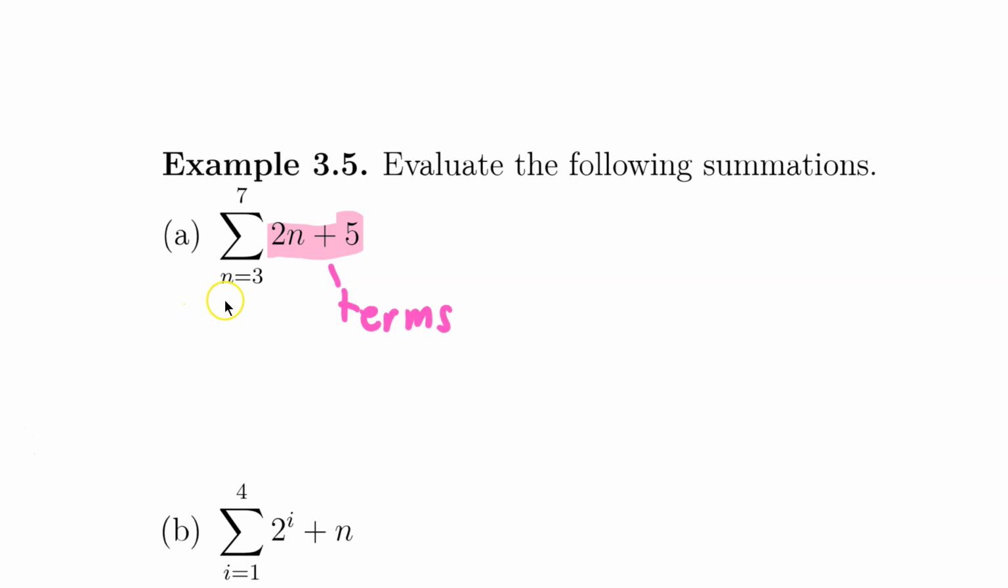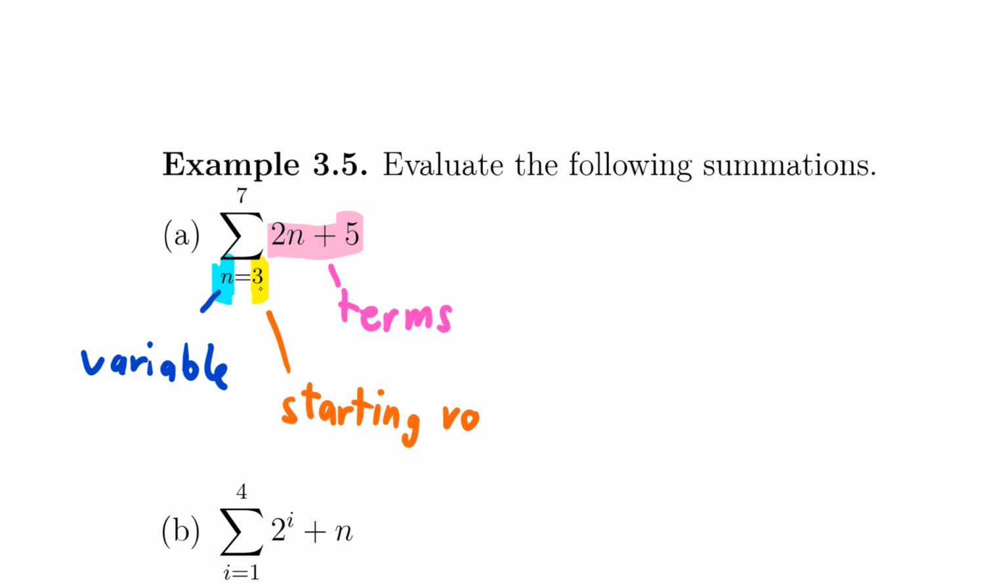Below the summation notation, we see n equal to 3 here. This n is our variable. The number 3 here is the starting value. And the number up top, the number 7 here, is going to be our final value.